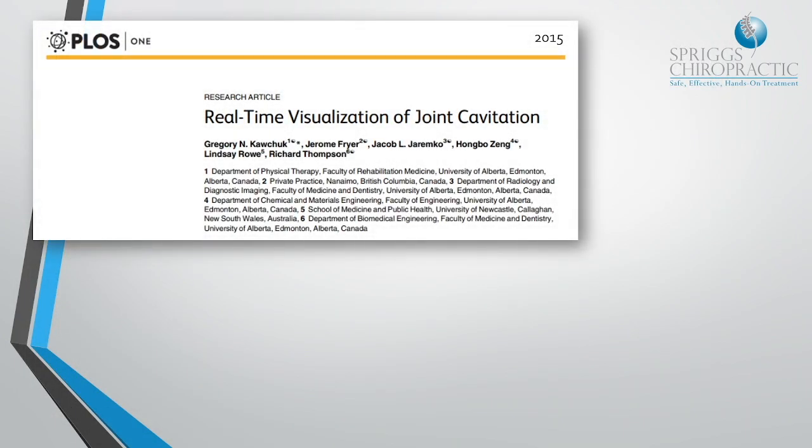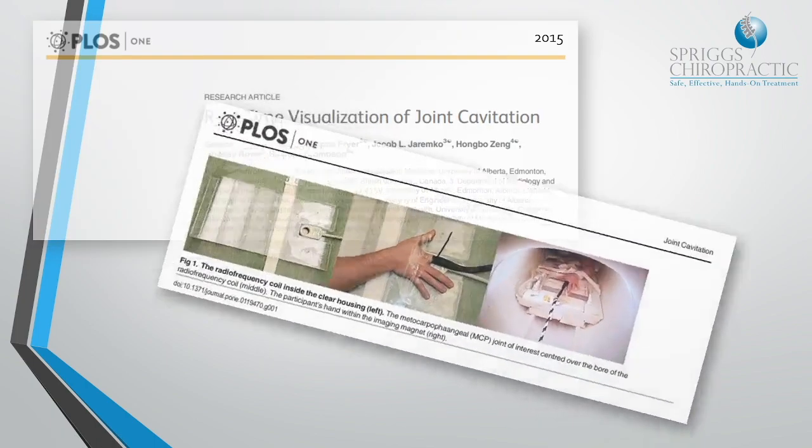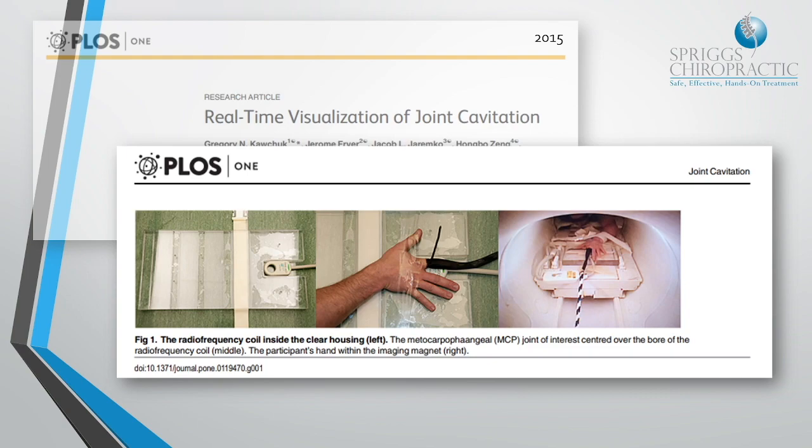More recently, this one was published in 2015 by Korchuk et al. This is real-time visualization of the joint cavitation process, and this is an interesting one because they actually use an MRI scanner for this particular research design. So as you can see, one of the subjects had their finger strapped to something that was pulled very slowly, and eventually it caused the cavitation to occur. And again, we're still in the metacarpal phalangeal joints, just to stick with the original research that was done back in 1947 as well.